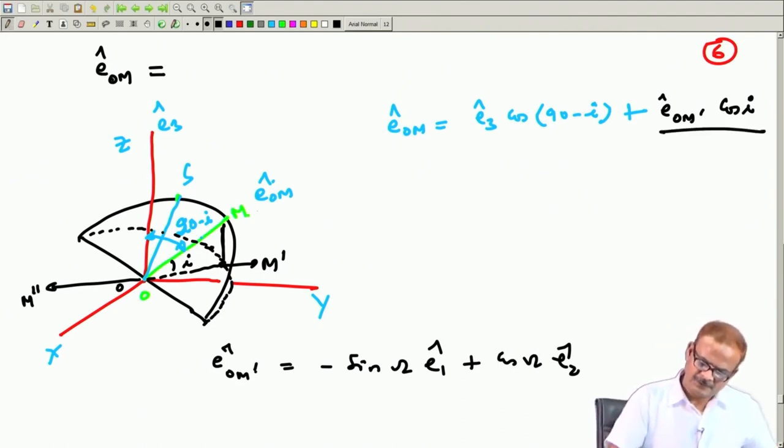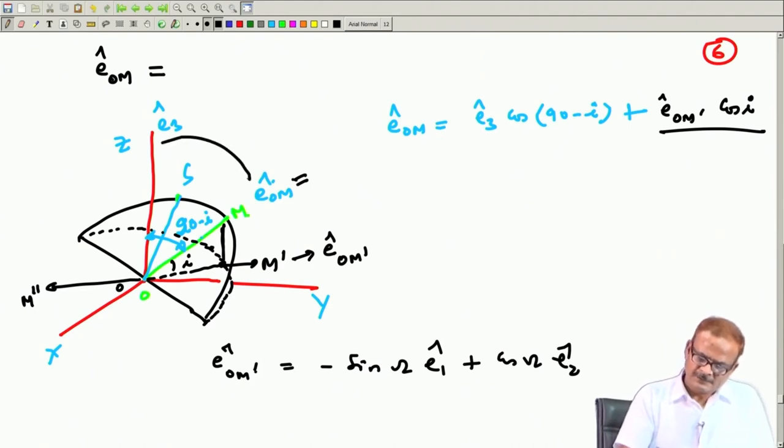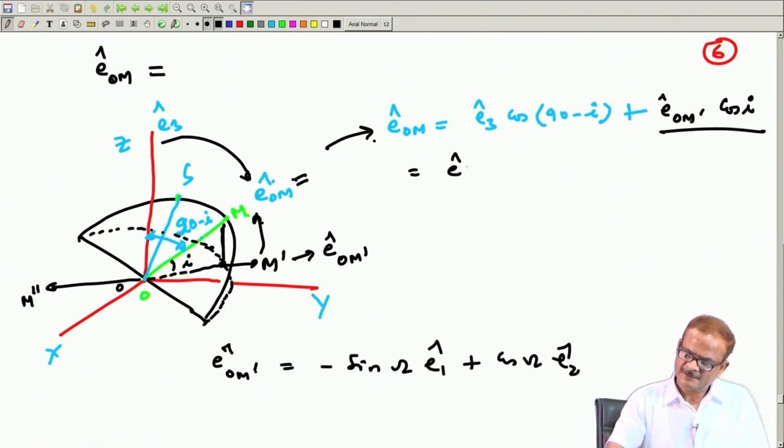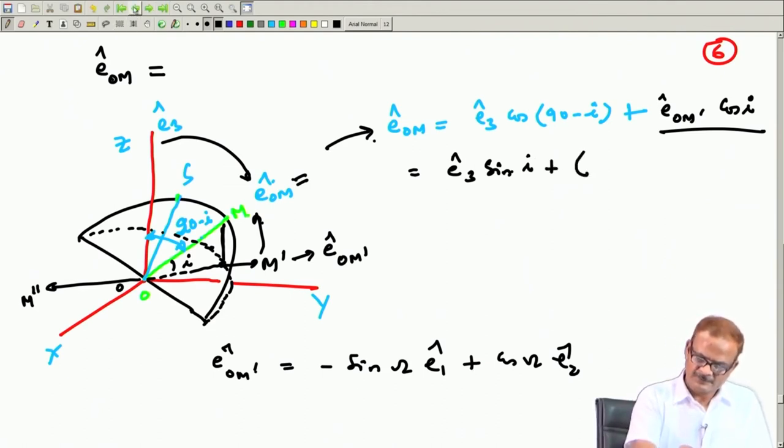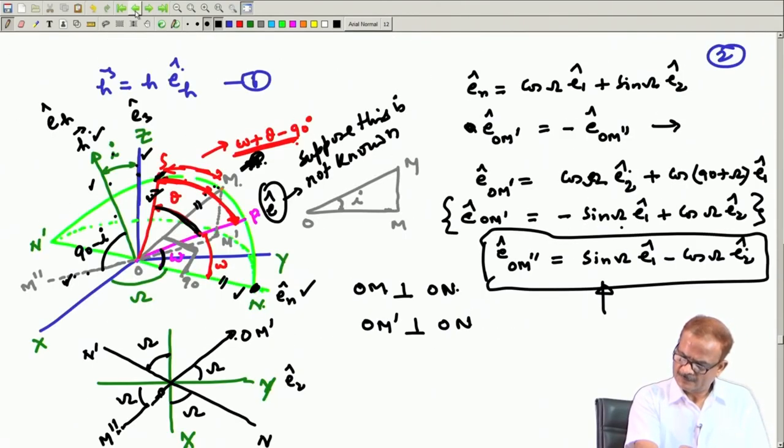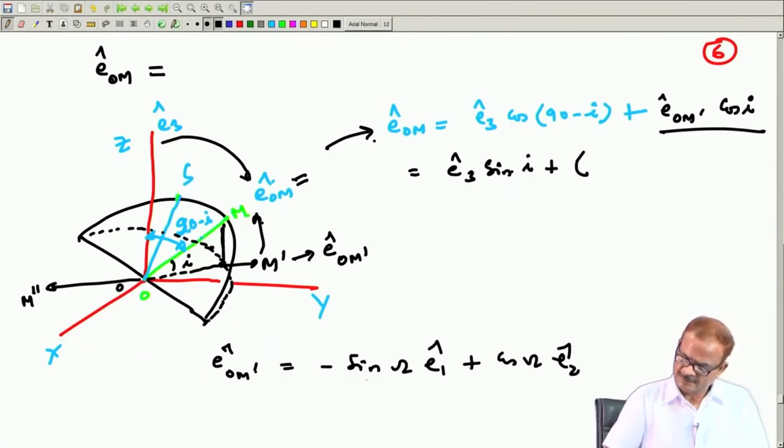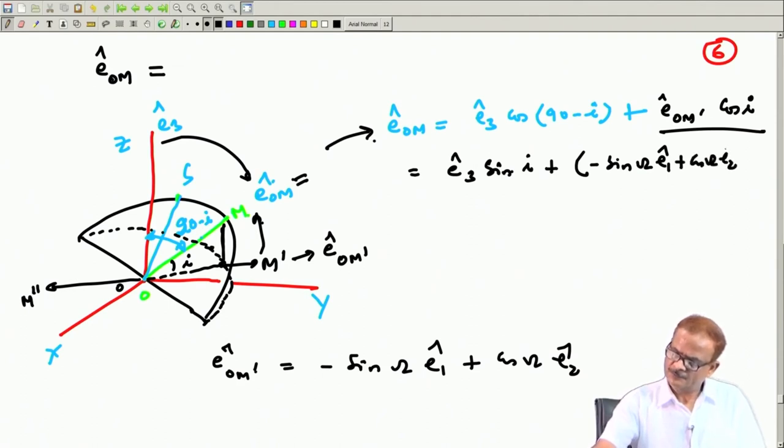See, this part is okay. Here along this direction we have the vector E O m prime cap. So, the component of this vector along this direction is E O m cap, this component and this component. So, E O m cap will be defined as follows. E O m prime cos I, so we write here E 3 cap sin I, plus E O m prime, which we are writing from the previous page: minus sin capital omega E 1 cap plus cos capital omega E 2 cap. This is not a dot product here, this is a simple product, and then cos I.